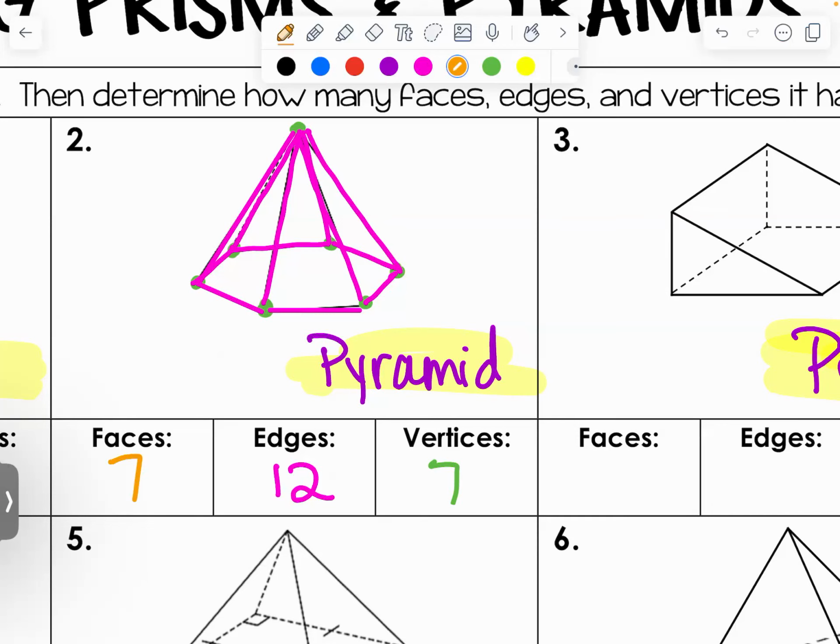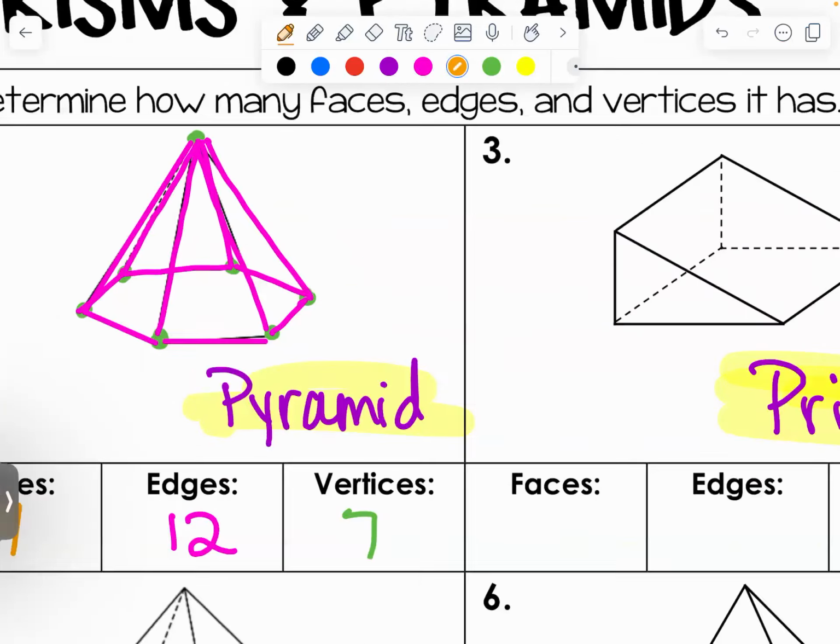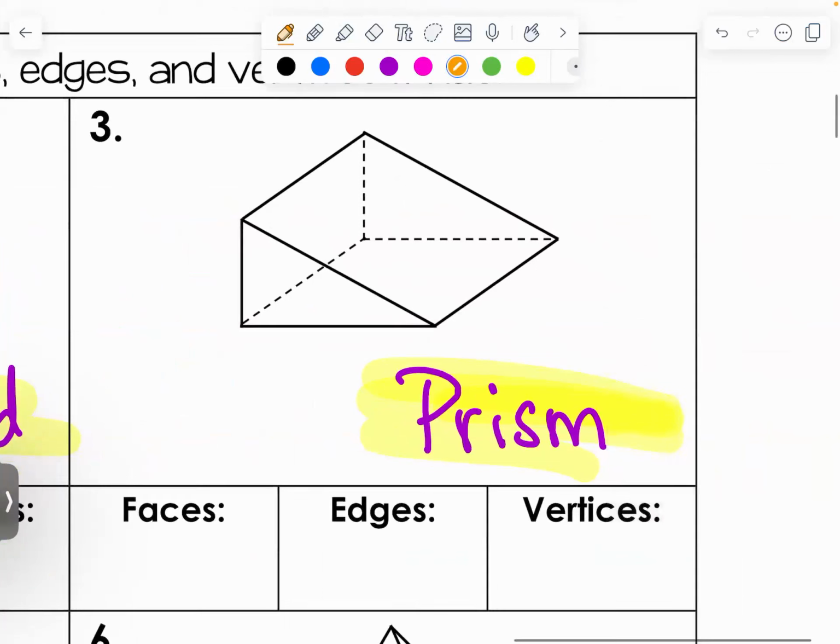All right, this is what I want from you. You and your elbow partner, identify the faces, edges, and vertices of number 3 together. Ready, set, go.